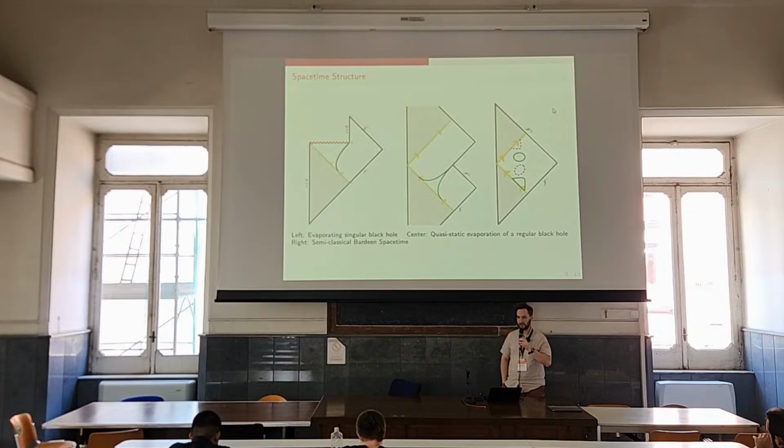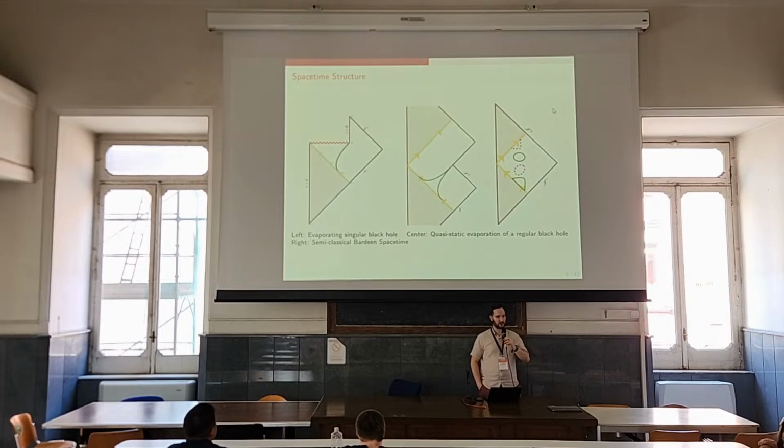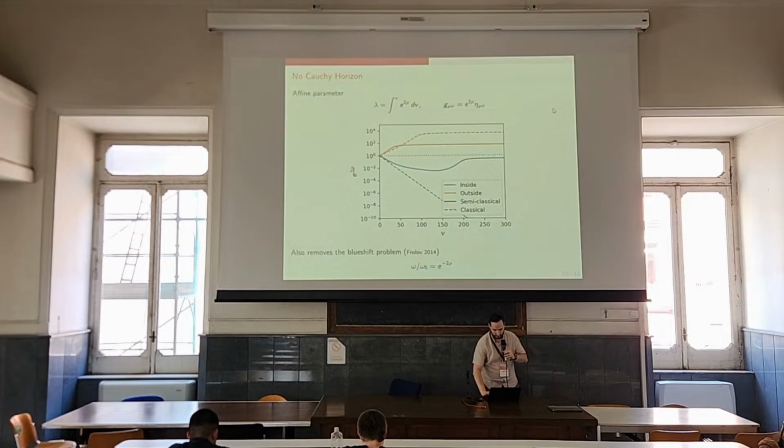Right? So what we found is, in contrast to these first thoughts, that the space-time actually is globally hyperbolic. And just from that picture, you can see that there's no Cauchy horizon, but we can show this analytically as well. The affine parameter, solving the geodesic equation, behaves like this: the integral of e to the 2 rho, where e to the 2 rho is the conformal factor.